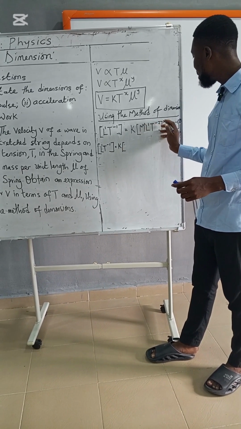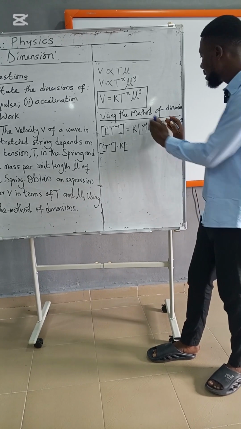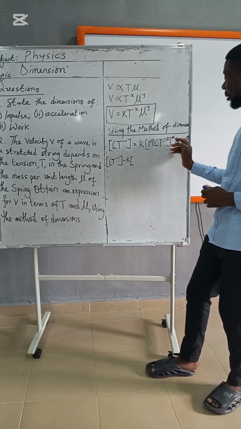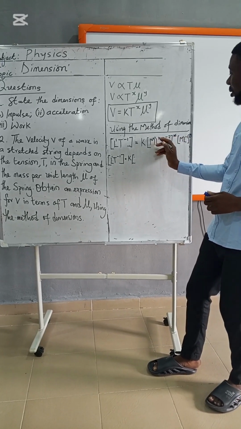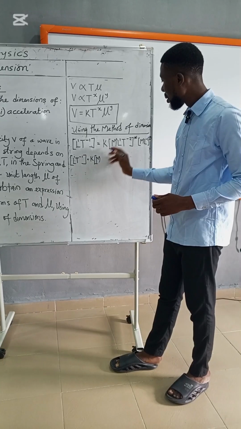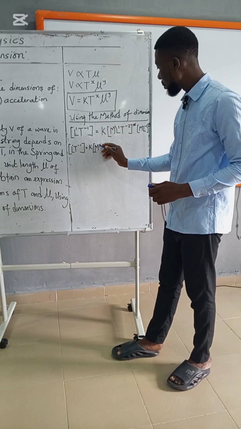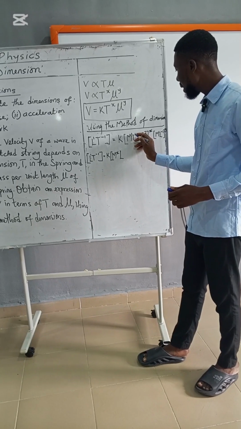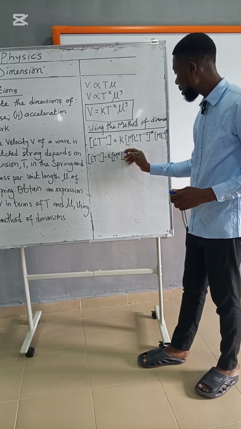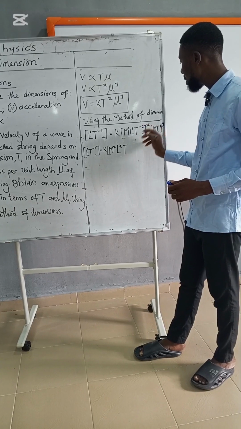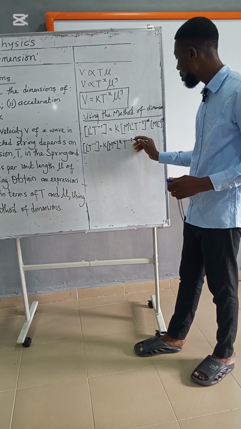Now 1 times this x. Remember, this bracket is here and then the x is outside. So I'm going to use this x to multiply all the powers. So M, 1 times x is x. L, 1 times x is what? x. Then you have your T, minus 2 times this x is minus 2x.